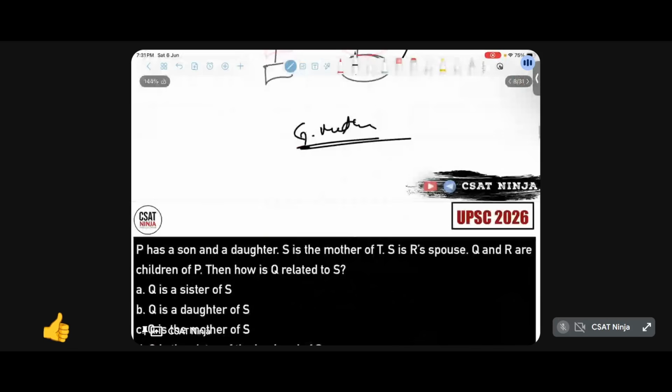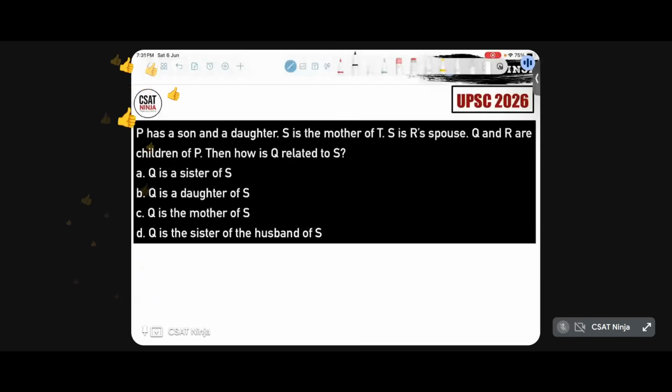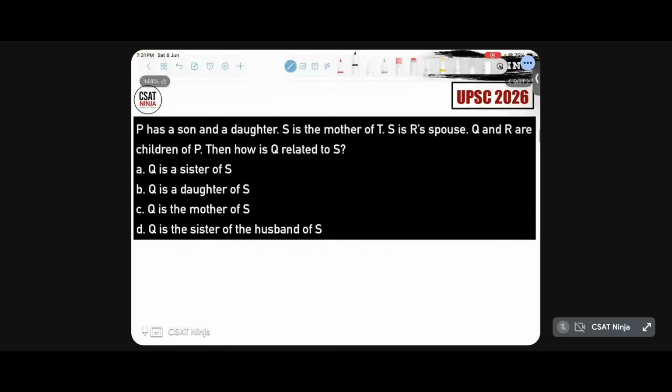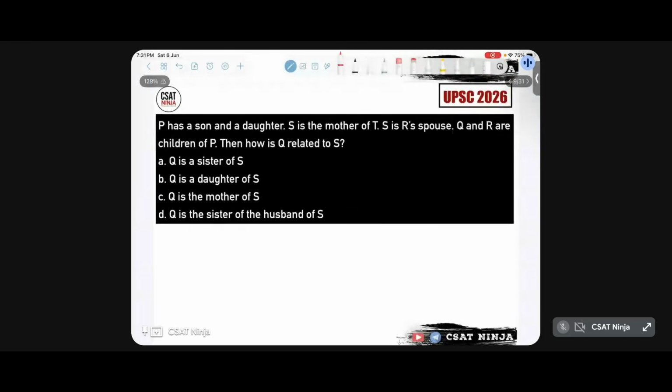Okay. Next one. It's a latest question which was asked in UPSC 2026, a just recently held exam. So let's try to solve this one. We are seeing a trend of blood relation here, so try to master blood relation as soon as possible. If you are not mastering that, you are behind the others. Now let's start with this one. The statement says that P has a son and a daughter, but we don't know who they are, and I don't know the gender of P as well.